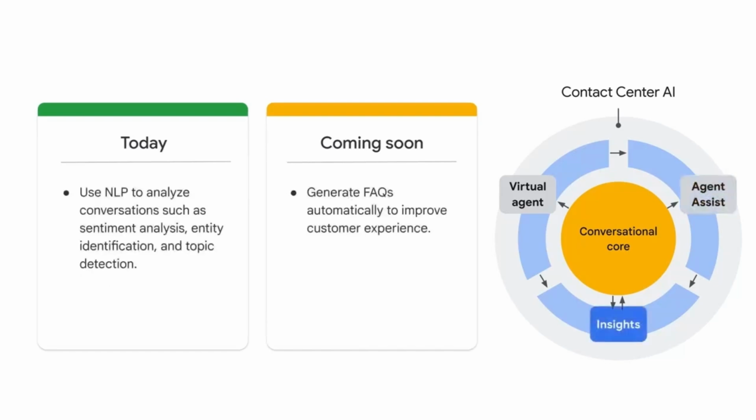Contact Center AI Insights currently use natural language processing to analyze conversations such as sentiment analysis, entity identification, and topic detection. These insights can be used to improve the performance of virtual and live agents. They can also be used to create training materials for agents and to identify areas where customer service can be improved. Soon, Insights will generate FAQs automatically to improve customer experience with generative AI capabilities.